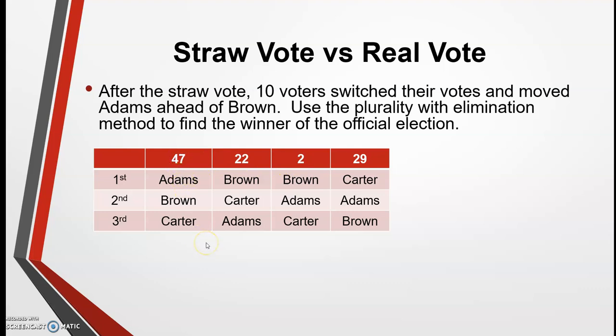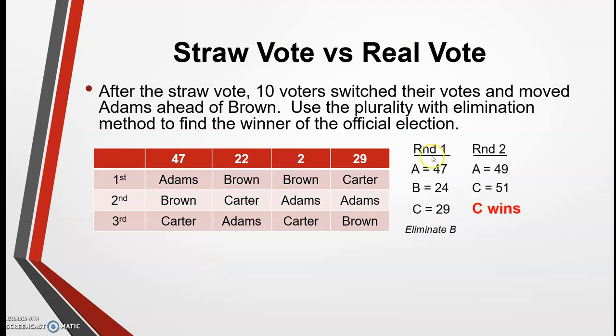Now let's calculate the winner of the election using plurality with elimination. So we start with round one. A receives 47, Brown receives 22 plus 2, which is 24, and Carter receives 29. None of them have enough for a majority, because remember, it takes 51 or more for a majority. But notice that now C is no longer the candidate with the least number of votes. So who gets eliminated in this round?